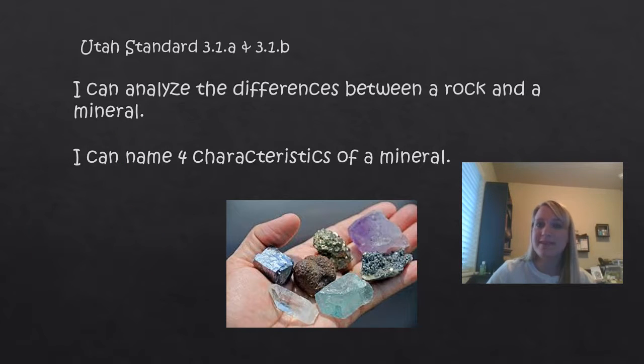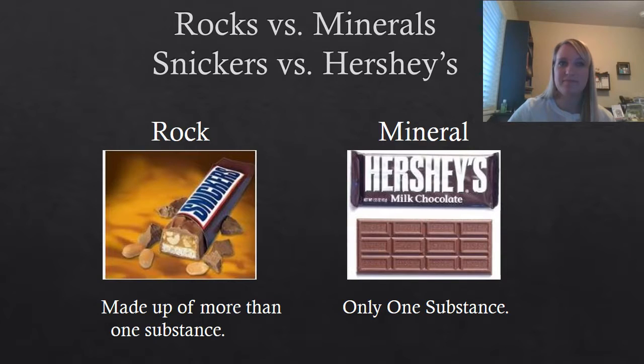So today with this playposit, we are going to be covering these two Utah standards for science. Standard 1 is being able to identify the difference between a rock and a mineral, and then being able to name 4 main characteristics of a mineral. So we've talked about this before in the last playposit. If you did not watch that one, please go back and make sure you watch that playposit.